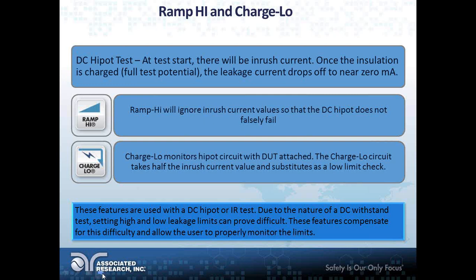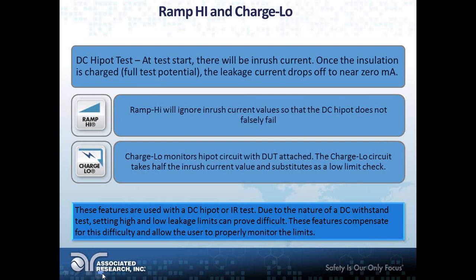Well, what if you failed that test because you have a really quick ramp, and your inrush current was too much? Sure, you could change the ramp up to 5 or 10 seconds, but what if you're dealing with a production line where you're doing thousands of units a day? 5 to 10 seconds makes a big difference.